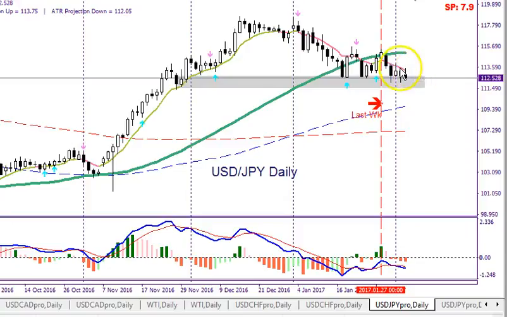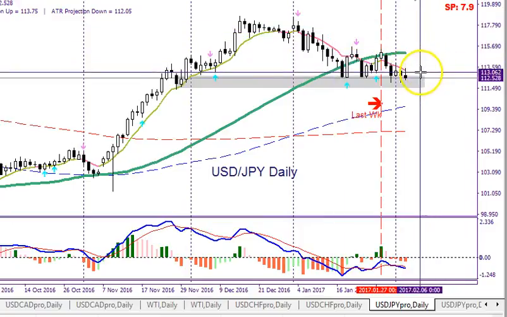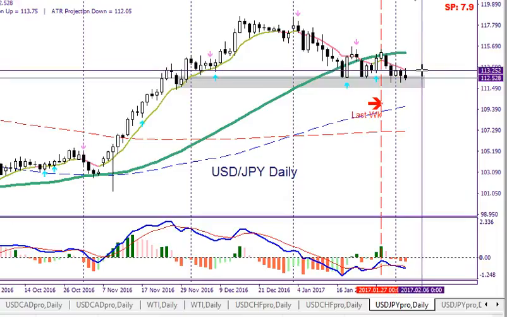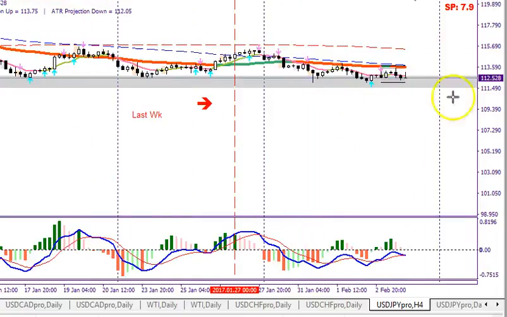So again, we want to wait for further evidence, either waiting for price to come down further and break below this support zone right here, or wait for price to rebound higher, reverse off this support, and then take a buy trade above 113.30. Let's take a look here. Yeah, buy above 113. I'm going to switch down to a 4-hour chart.